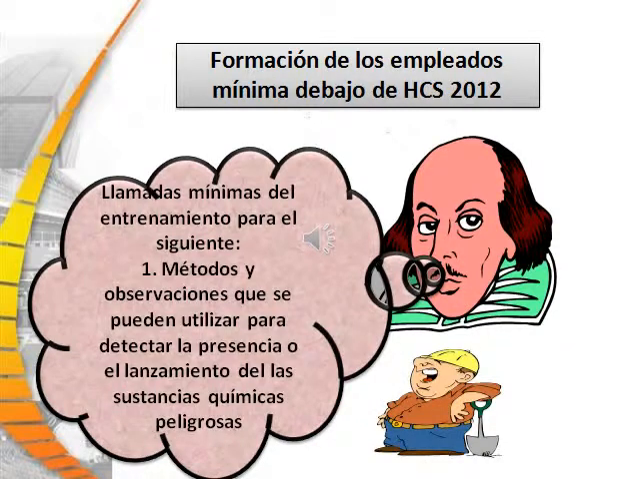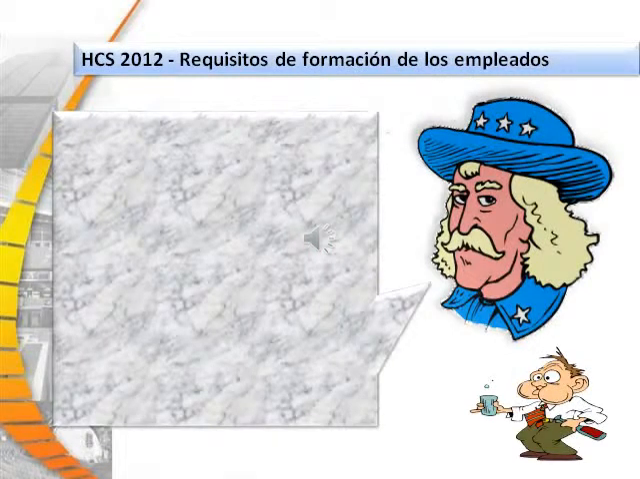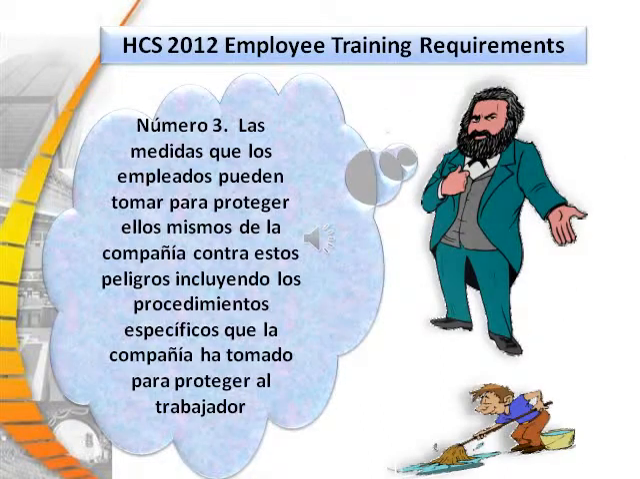Minimum training calls for the following. Number 1, methods and observations that may be used to detect the presence or release of hazardous chemicals. Number 2, the physical, health, simple asphyxiation, combustible dust, and pyrophoric hazards, as well as hazards not otherwise classified. Number 3, measures that the company employees can take to protect themselves from these hazards, including specific procedures that the company has taken to protect the worker.